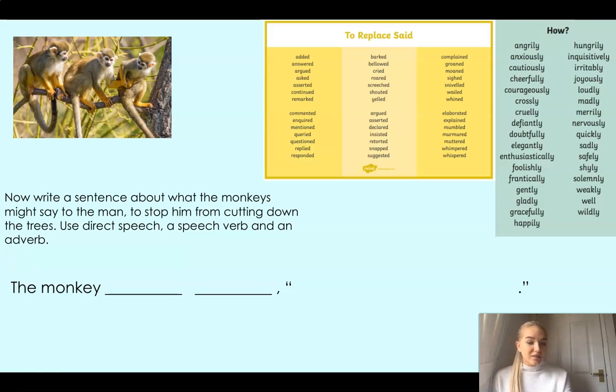So what you're going to be doing in a minute is thinking about an animal, choosing a speech verb to replace said, choosing an adverb to say how this animal is speaking, and then write a piece of speech about what this animal is saying. But it needs to make sense. So we need to make sure that we think about why we are talking about the monkeys in this way. Well, because they actually do need trees to swing from branch to branch. So I'm going to model an example with you, and then it's going to be your turn.